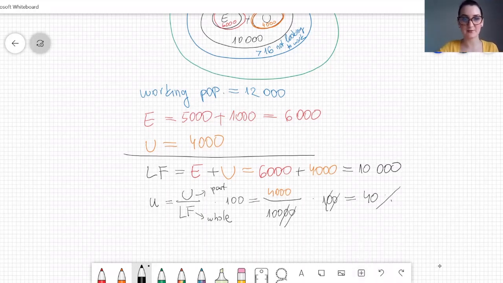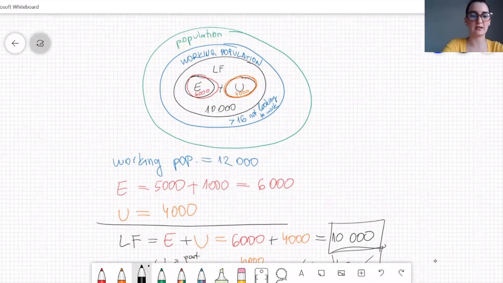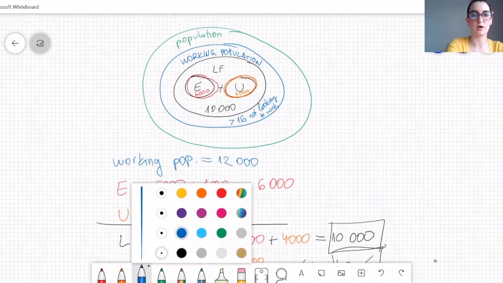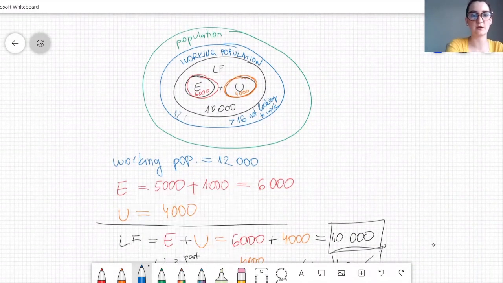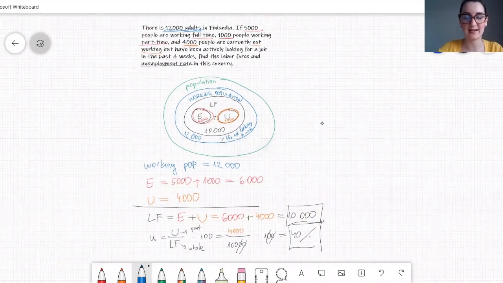And that would be it. So the unemployment rate is 40%, the labor force is 10,000, and the working population was 12,000, which means that we still have 2,000 people that are not looking for work. And that would be it. I hope that you now understand how to find the unemployment rate and how to find the labor force.